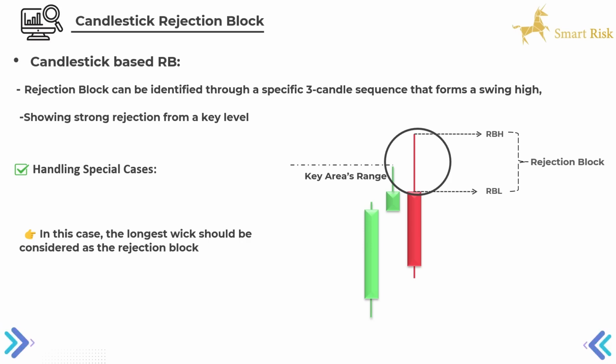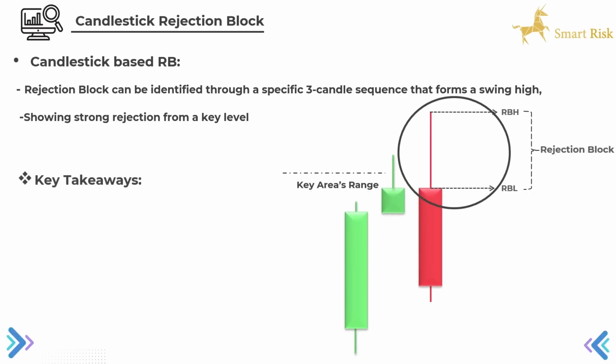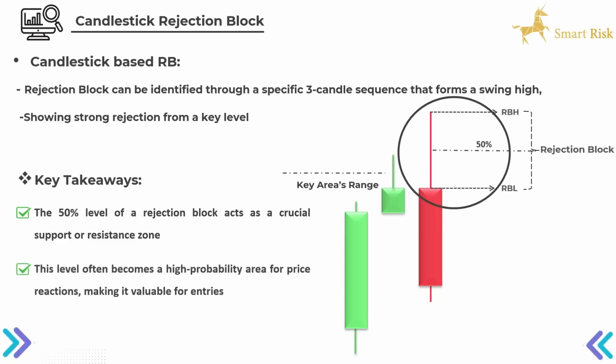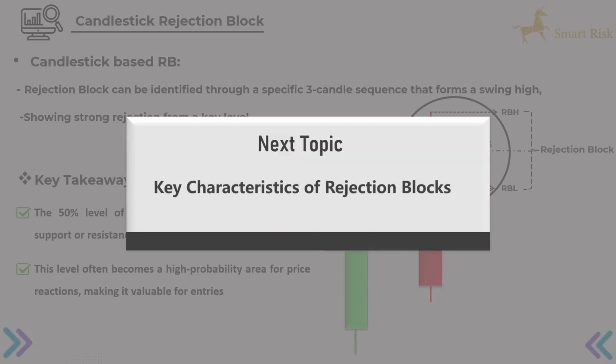Just like IFC candles and inverse fair value gaps, the 50% level of a rejection block acts as a crucial support or resistance zone. This level often becomes a high probability area for price reactions, making it valuable for entries and risk management. Now let's break down the key characteristics of rejection blocks and see what factors we need to take into consideration in identifying them.